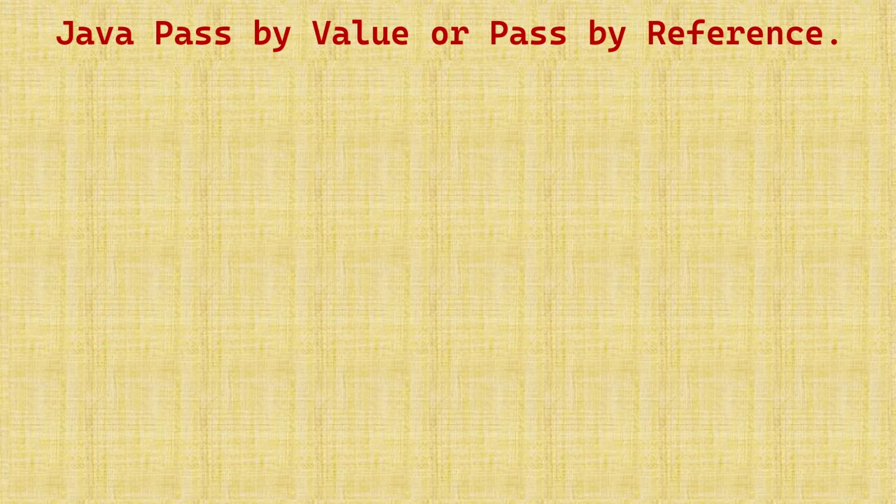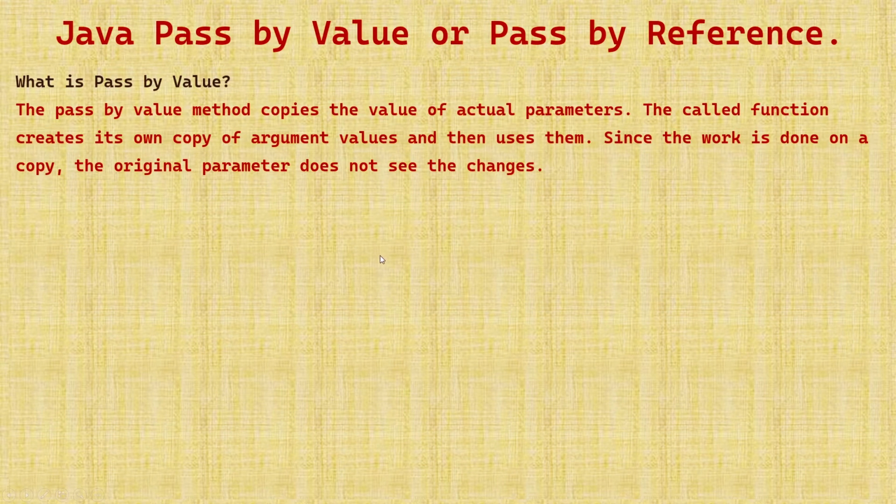Data is shared between methods by passing parameters. Now, there are two ways of passing parameters. One is pass by value and the other is pass by reference. Now let's understand what is pass by value.